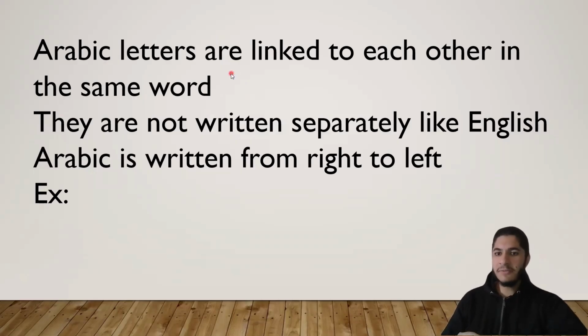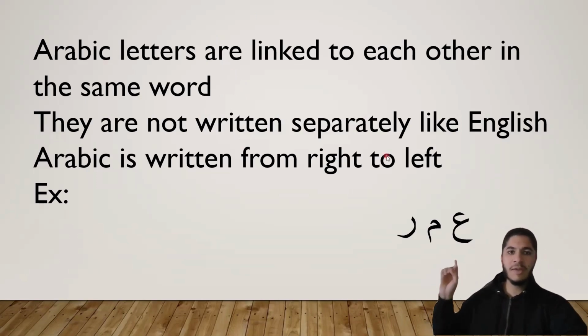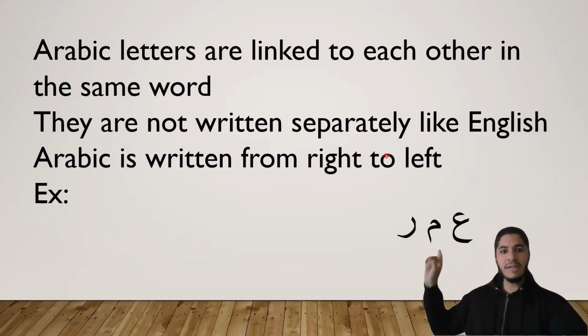So the first one we have, my name is Omar. It consists of three letters. Ain, here it is. Meem, here it is. Ain, Meem, and Ra. Okay? But my name is not written like this. The letters here are written separately. Each letter is alone, right? Not linked to the other one.